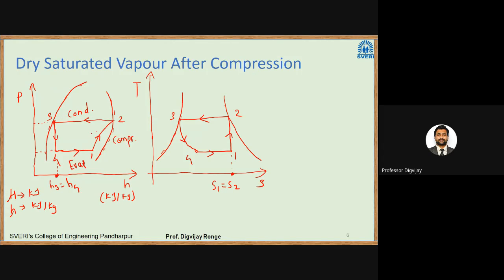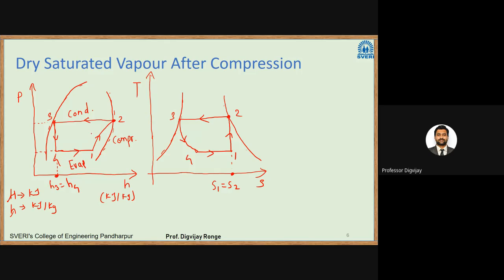So in this first case, there is a dry saturated vapor after compression, as the name suggests. After compression means that will be point 2. So point 2 will be dry saturated vapor. That means it will lie on the saturated vapor curve. So that is the meaning of it. So you can get the idea from the name itself.